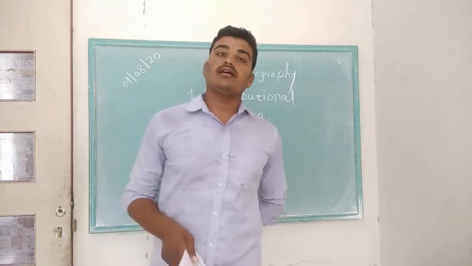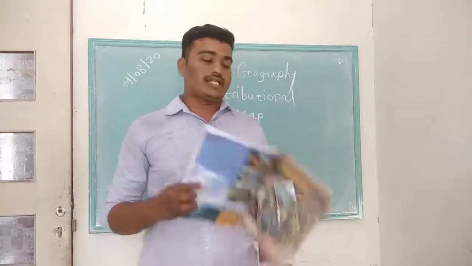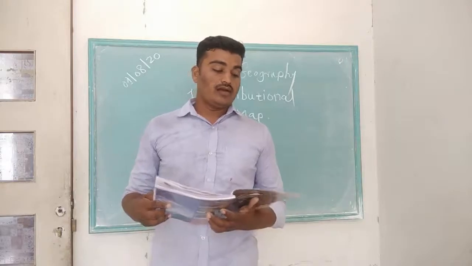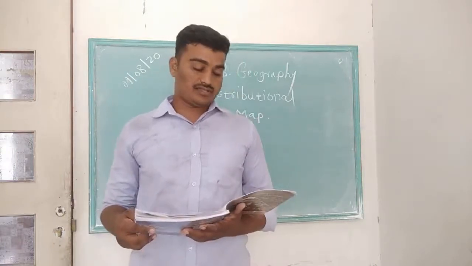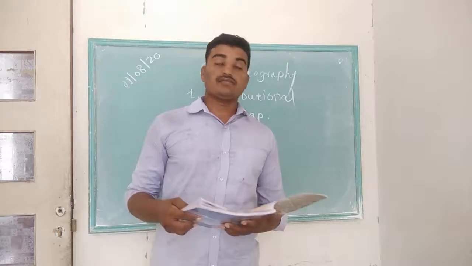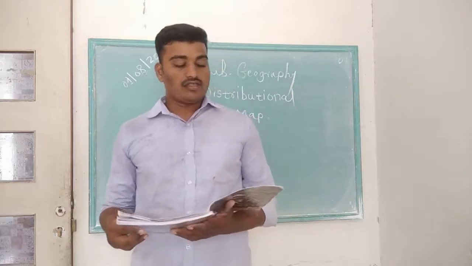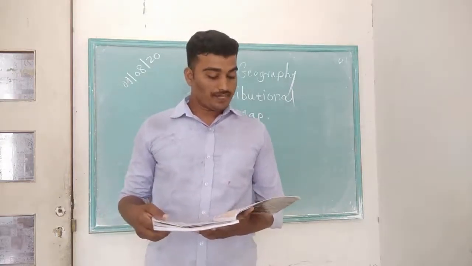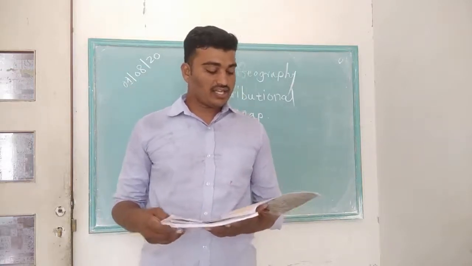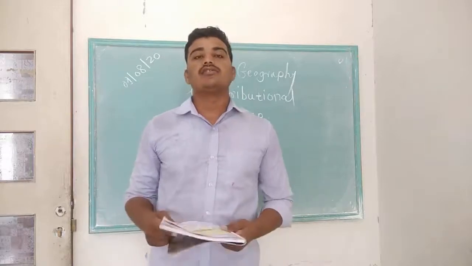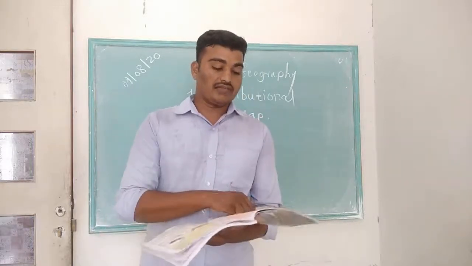Before that, I want to introduce our syllabus, what we are going to learn over here. Distributional maps, endogenetic movements, exogenetic process part 1, exogenetic process part 2, precipitation, the properties of seawater, international dateline, international economics, trade, urbanization, transport and communication, and tourism. These are all points we are going to see in this academic year.